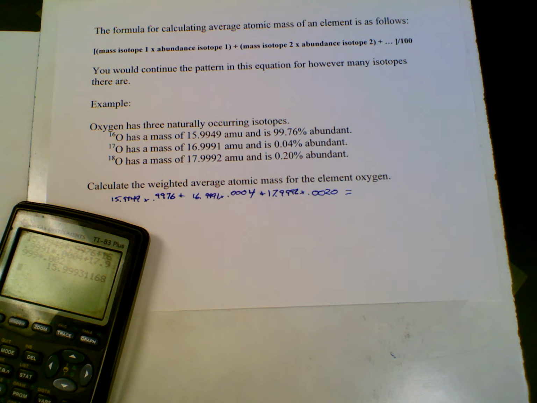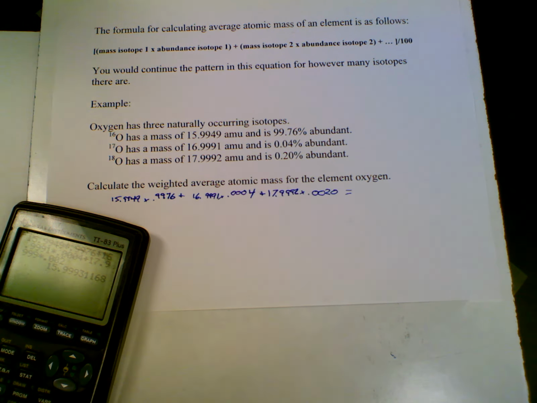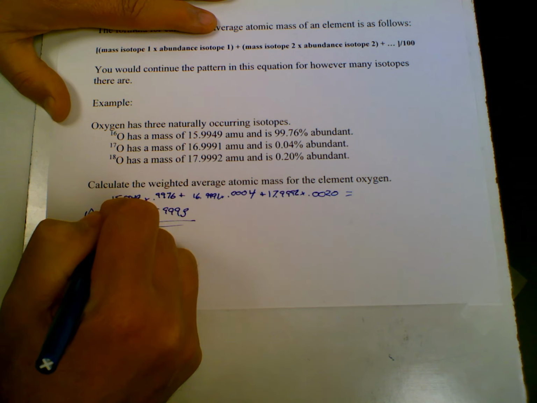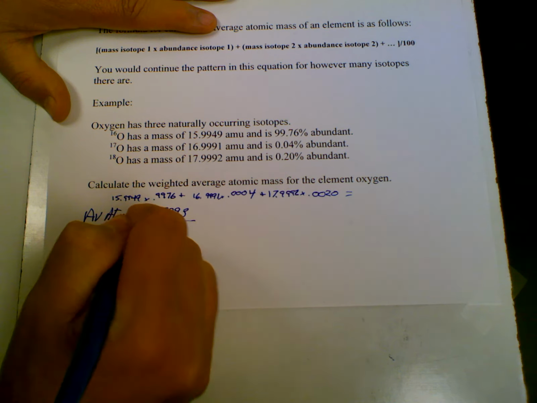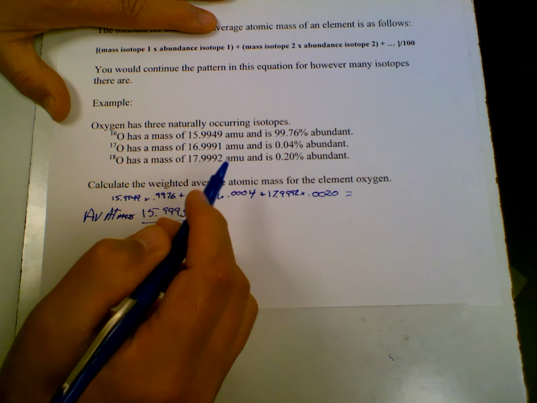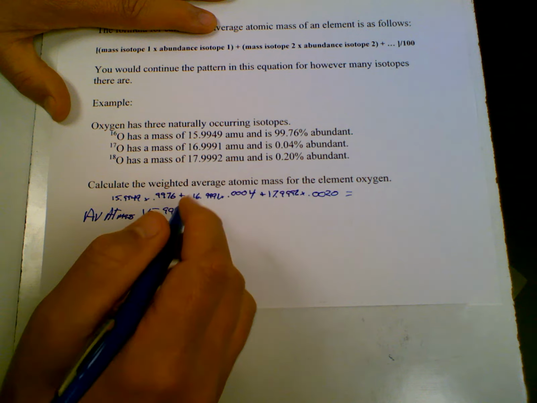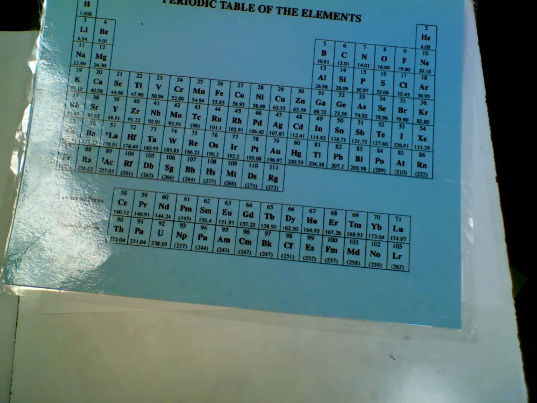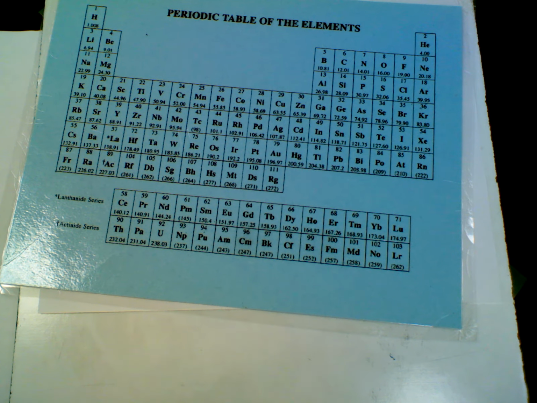Notice the number I get, 15.9993. That is the average atomic mass. Notice it went slightly up because there are heavier isotopes. On the periodic table, we typically see it as 15.99 or 16. So hopefully you understand how to do that, and we'll do well with that. Thank you.